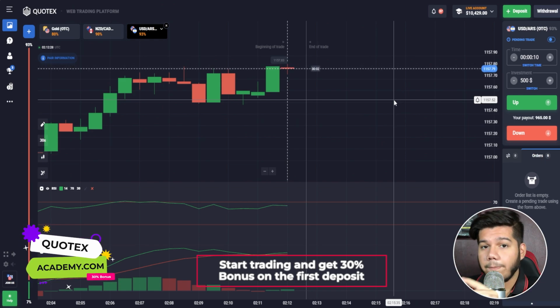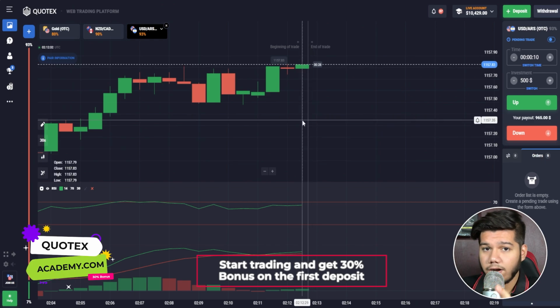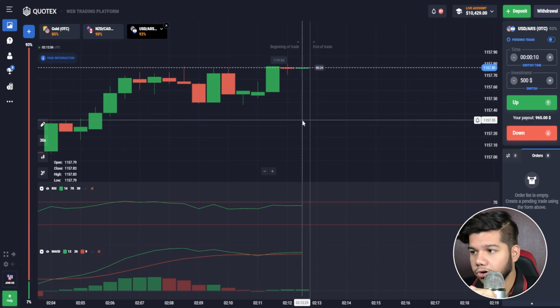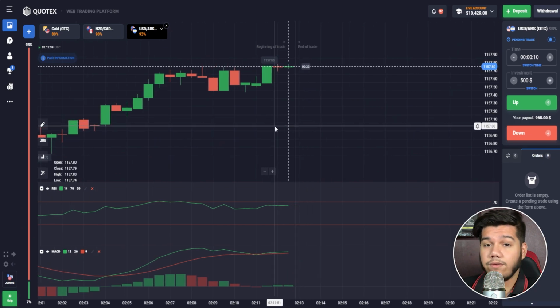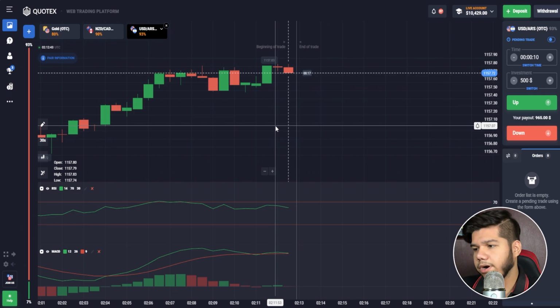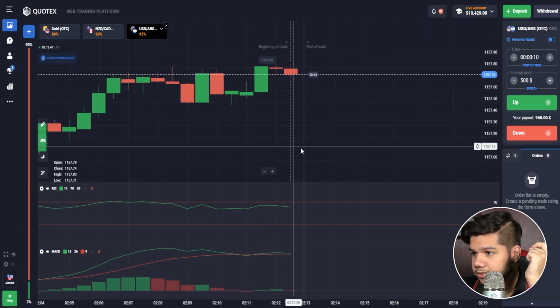So that's the power of patience and your risk management. If you are managing your risk and also your position sizing, and you have the patience to wait for the right setup and opportunity to form on the charts, you are good to go. So right now we are up $429.